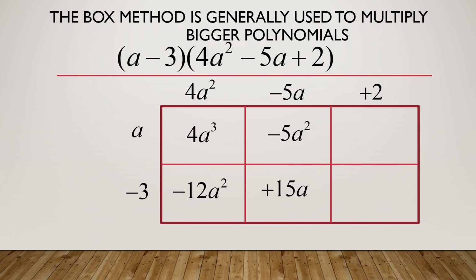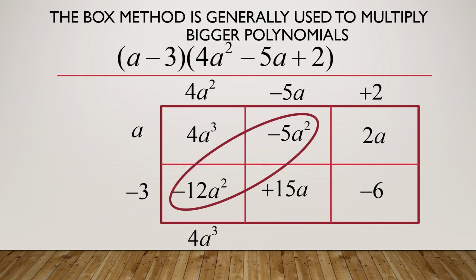Remember, when you have a negative times a negative, it'll give you a positive 15a. And now when you've multiplied all the boxes together, you're just going to put this in standard form. So I'm going to look for the term that has the highest exponent. So it looks like the 4a to the 3rd will be first.